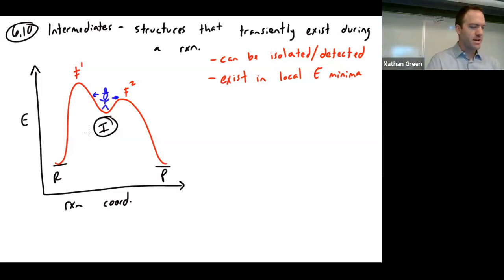There's some good homework about how to draw these things out. But what we're going to do is we're going to draw reaction coordinate diagrams to map out reactions that we're running.